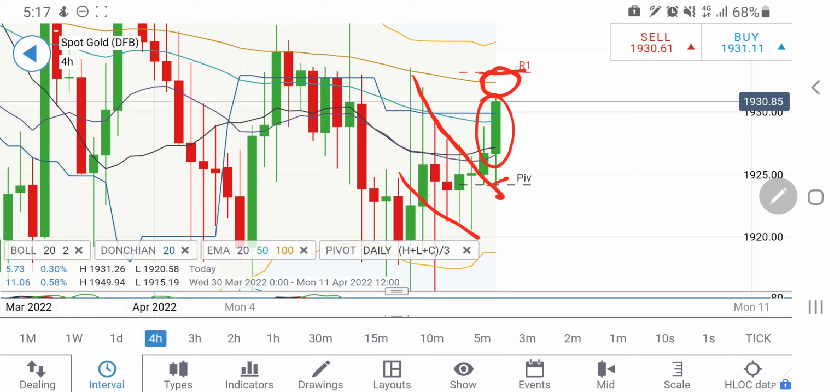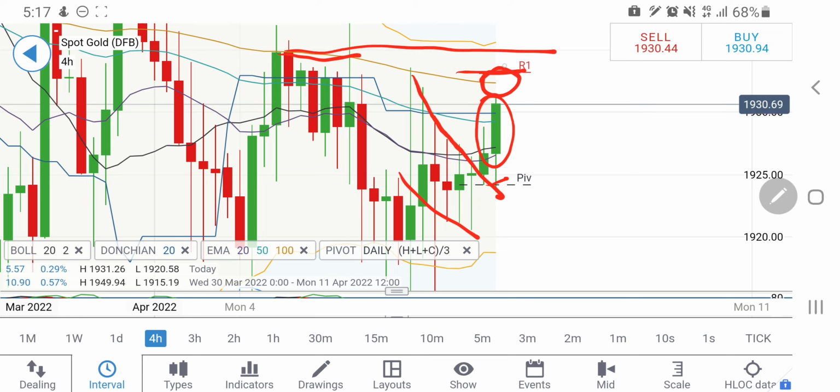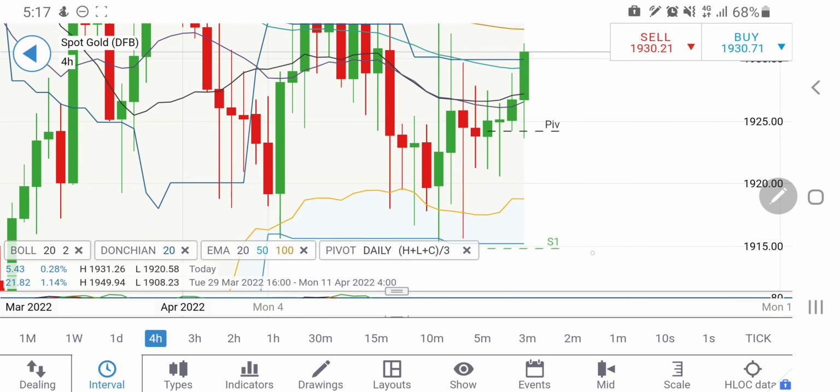If it surpasses this zone, I'll expect it to hit 1935, 1937, 1940, and in fact it will go well beyond these levels. So the next target should be around 1935, first 1932, then 1935, and beyond that it can fly towards 1940 levels, as I had shared in my morning analysis also. Similarly, on the downside, there is a strong support for it at around 1924. If it breaks 1924, then you can go short here. The next support at 1920, which appears to be stronger support for gold, will come into picture.